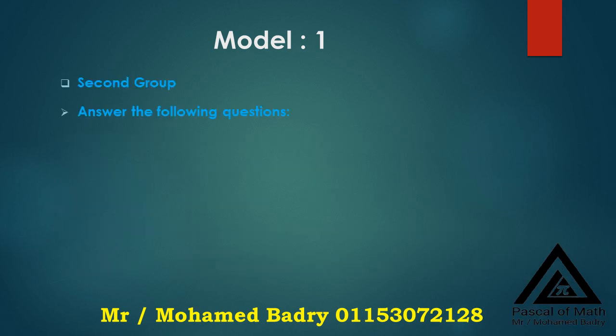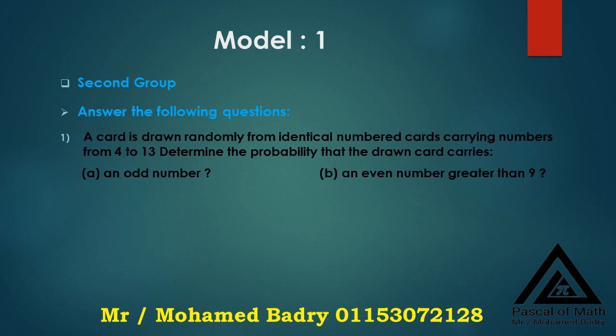Second group. Answer the following question. Question 1. A card is drawn randomly from identical numbered cards carrying numbers from 4 to 13. Determine the probability that the drawn card carries A, an odd number, B, an even number greater than 9.